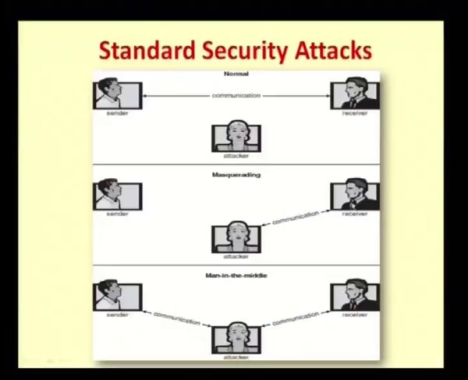then the attacker will communicate to the receiver, and the receiver in turn will communicate to the attacker, believing that he is communicating to the sender, but actually the receiver is not communicating to the sender and only this attacker is communicating. That is called masquerading. Man in the middle attack denotes the attacker will be communicating to both sender and receiver. That is called man in the middle attack. So, these are the standard security attacks that are possible.